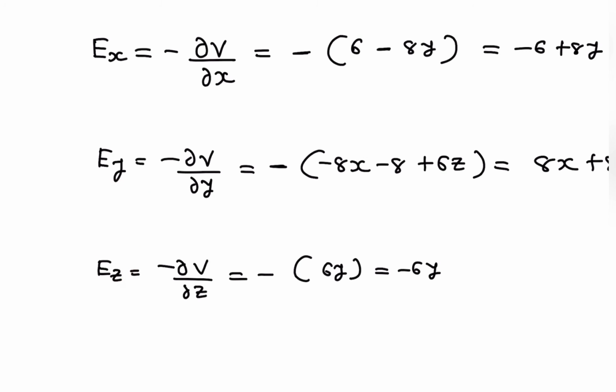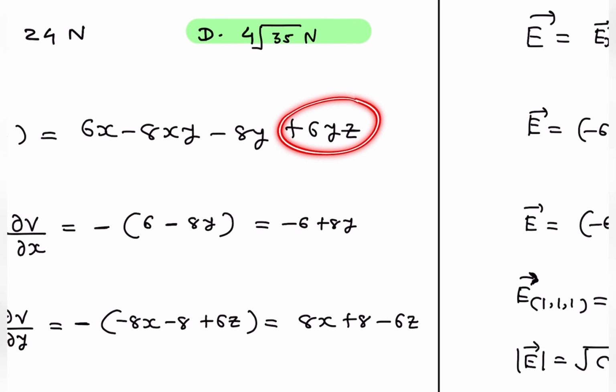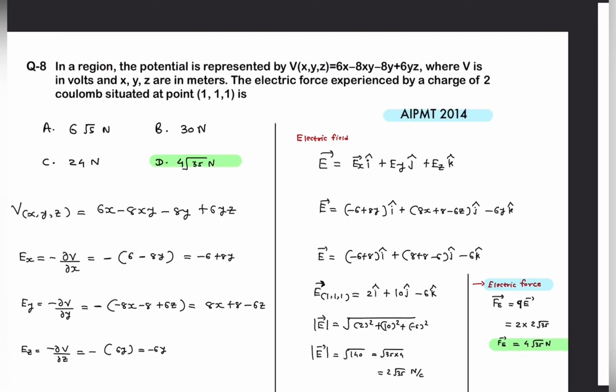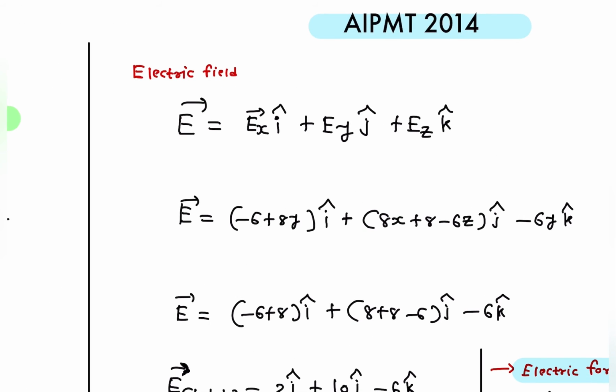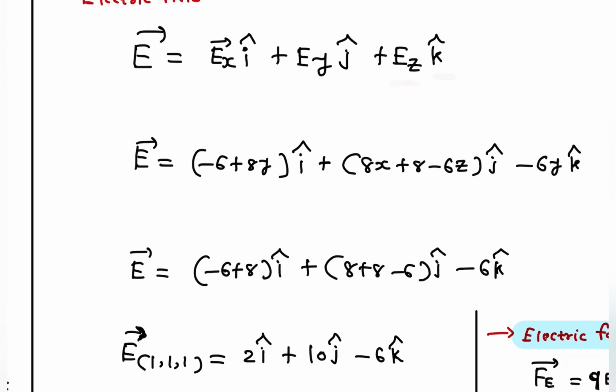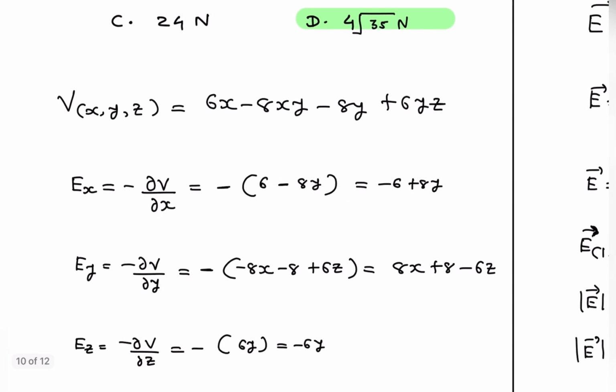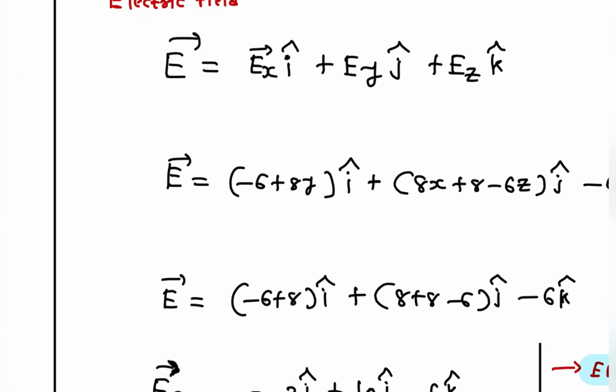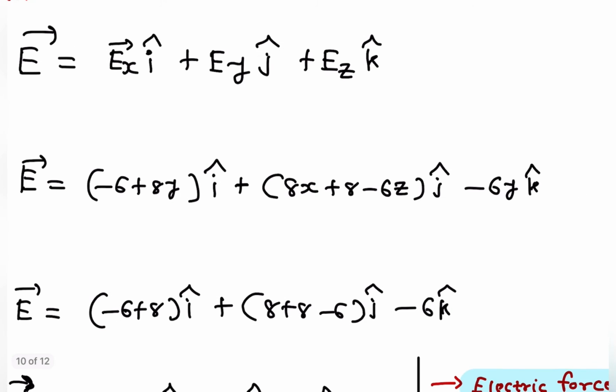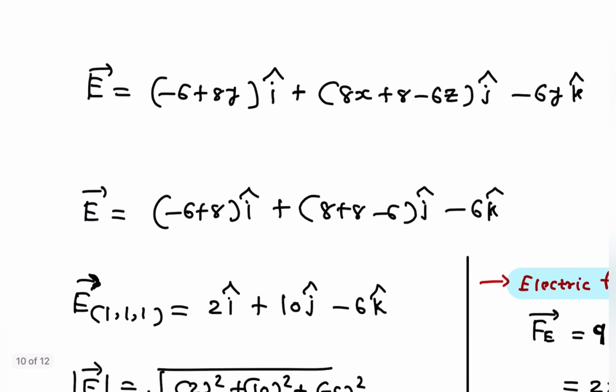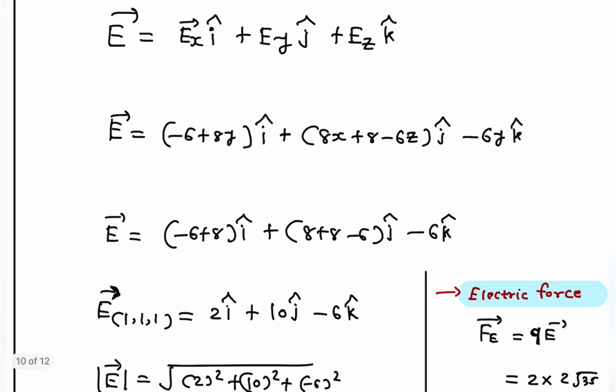Similarly, electric field in z direction, by differentiating the potential V with respect to z, comes out to be minus 6y, because only the last term contains z. So the net electric field E is equal to Ex i cap plus Ey j cap plus Ez k cap, where i cap, j cap and k cap are the unit vectors. Putting the values of Ex, Ey and Ez in this final equation, we get E is equal to minus 6 plus 8y i cap plus 8x plus 8 minus 6z j cap minus 6y k cap.